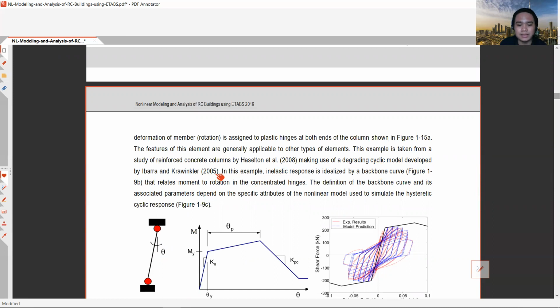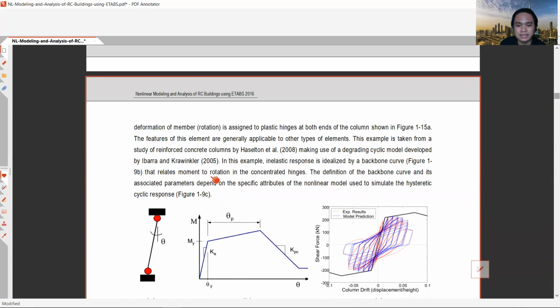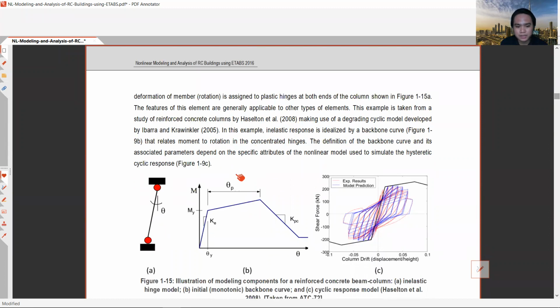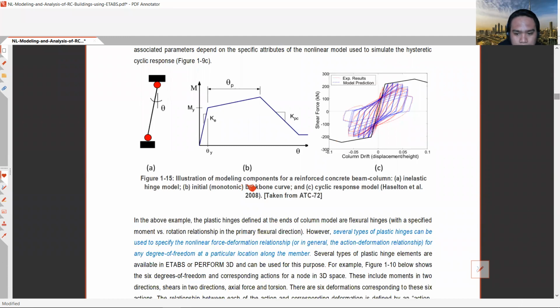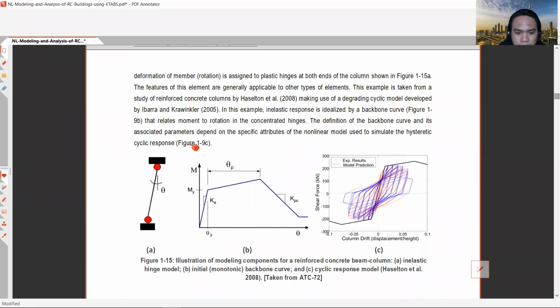So in this example, the inelastic response is idealized by a backbone curve in figure 1-15b. Okay, what is figure 1-15b? Okay, I think this one should be figure 1-15b.